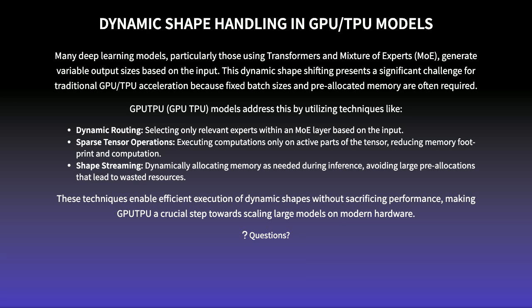They use techniques like dynamically routing experts, a mixture of experts layers, focusing only on the parts of a tensor that actually need processing. We call that sparse operations, and smartly allocating memory is needed during inference, so no resources are wasted. Essentially, they are making dynamic shapes work efficiently on modern hardware.